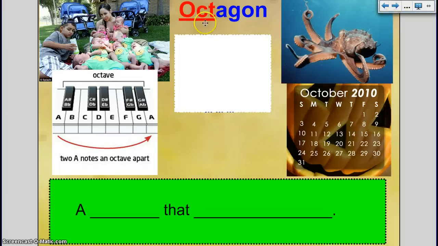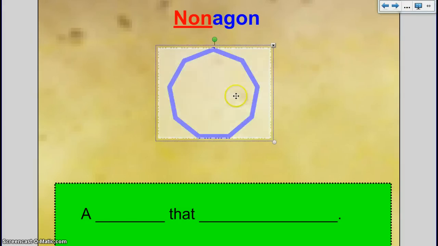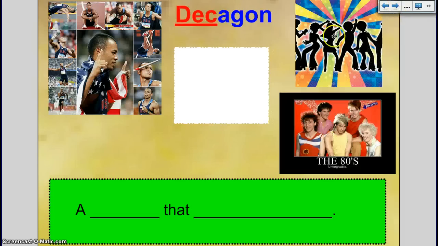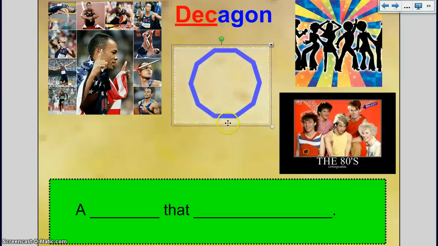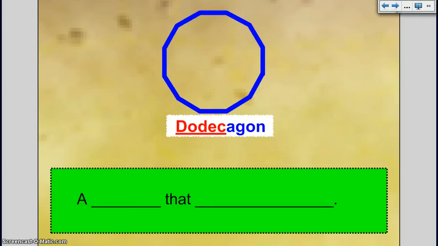Octagon: October, octave, octuplets. That's 8 babies, 8 sides to a polygon. Nonagon, 9 sides. Decagon, 10 sides. Hendecagon, 11 sides. Dodecagon, 12 sides.